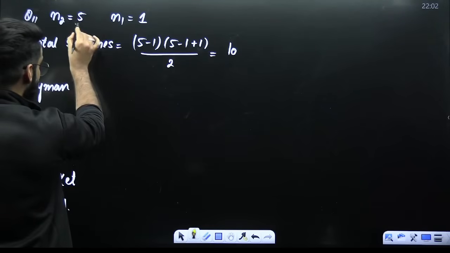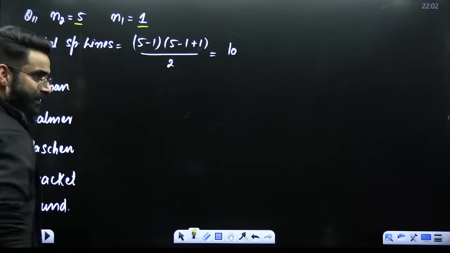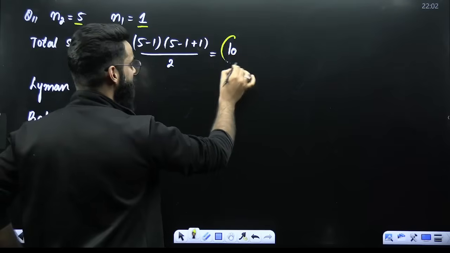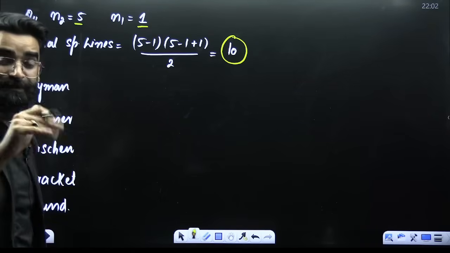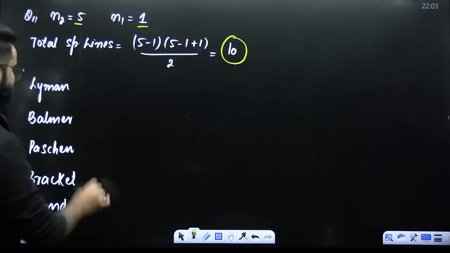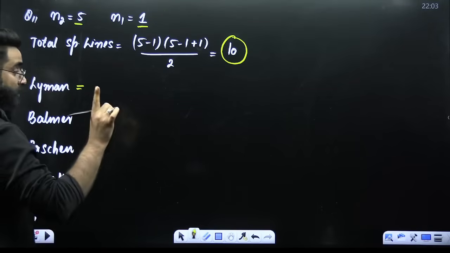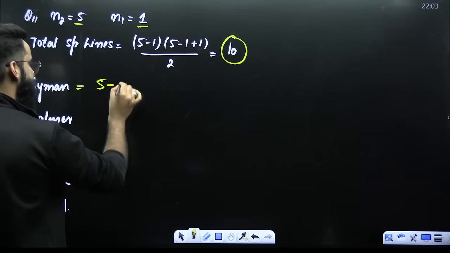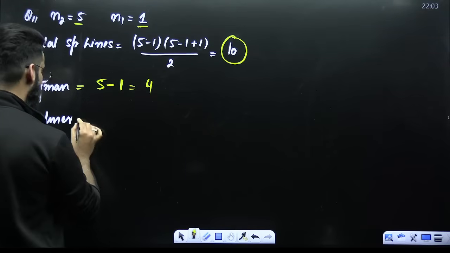Let's say the electron is moving from the 5th shell to the 1st shell. When the electron moves from 5th to 1st, how many spectral lines in total are we going to get? We are going to get 10 spectral lines. Out of these 10 spectral lines, how many will fall into Lyman series? Talk about the formula: n2 is the higher energy state minus the ground state of Lyman, which is 1. So 5 minus 1 is 4.